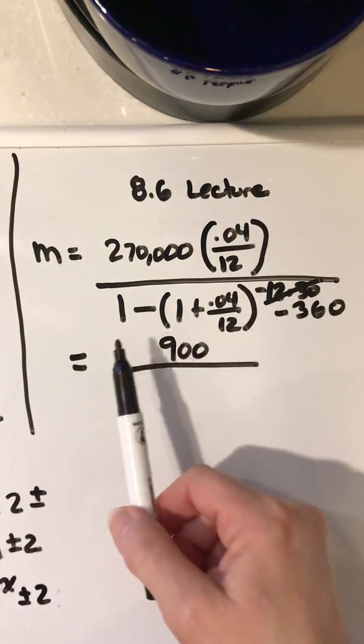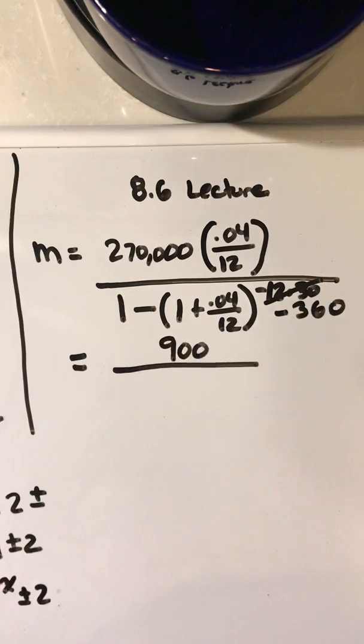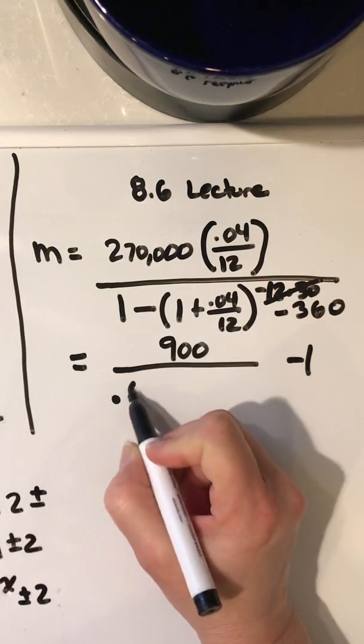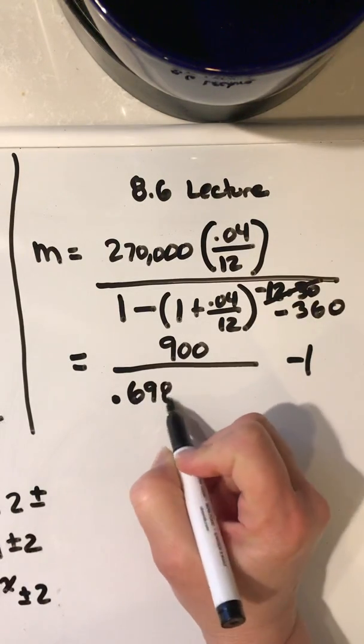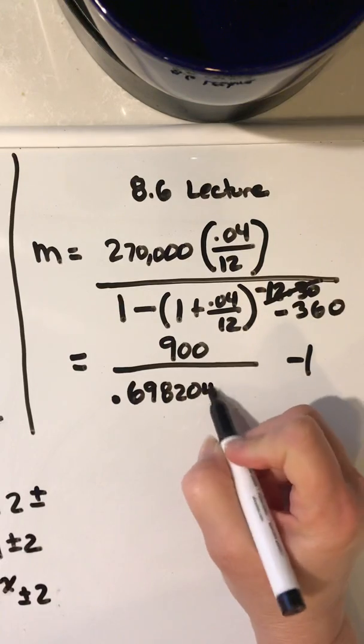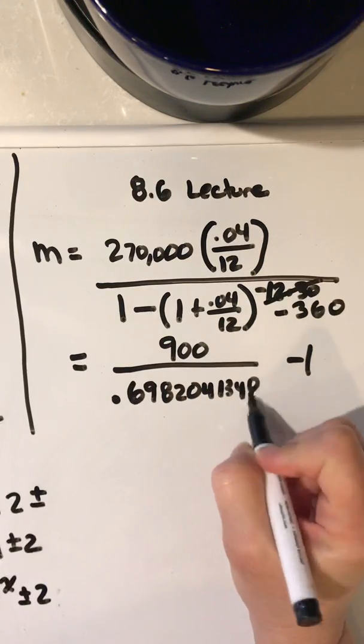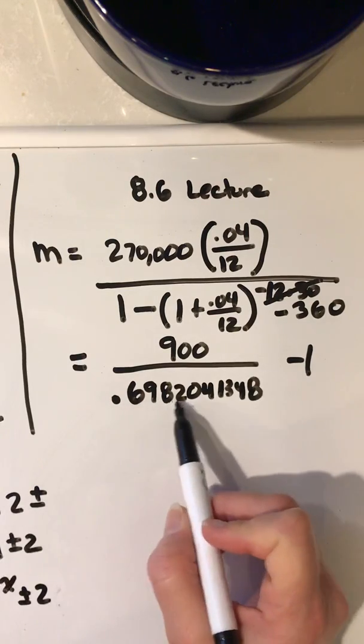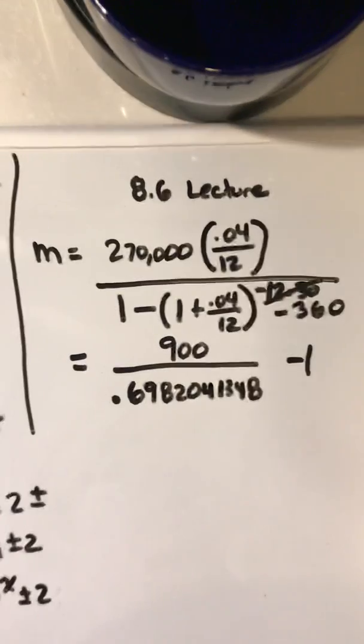Now you're going to say, see how it says 1 minus? Ignore that. Instead, you're going to put in your calculator minus 1. And then you'll end up with a negative number, and we don't want the negative number, so you just ignore the negative sign, and this is what we should have: 0.69820413448. Your calculator may not go all the way out. It may just go 9 spaces, which is okay. 8 or 9 is fine.